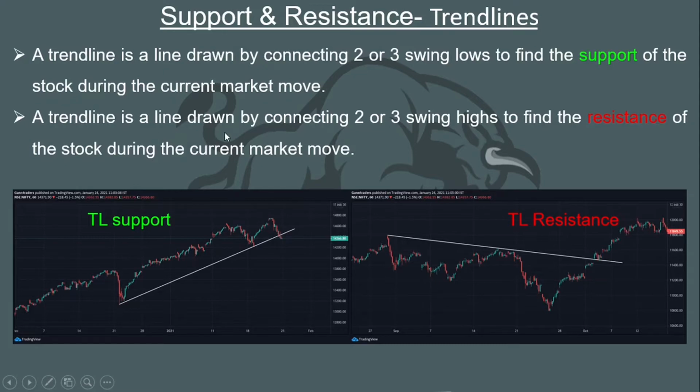A trend line is also a line drawn by connecting two or three swing highs to find the resistance of the stock during the current market move. So to find the resistance, we are connecting two swing highs. We are drawing a line to find the resistance of the stock. In this case, the stock has broken the resistance, and the resistance becomes support in this area. So once the resistance is broken, the stock will move up.